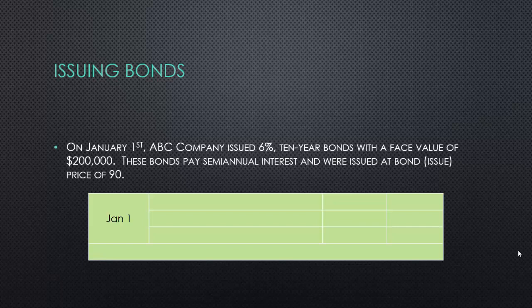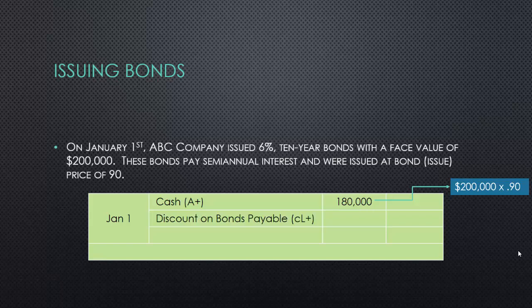So the journal entry here is on January 1st. We are going to debit cash, and we're going to debit for $180,000, which is that 90% of our $200,000 face value. The difference between the amount of cash we receive and the face value of the bonds is the discount we are giving our bond holders, and we're going to put in an account called discounts on bonds payable for 20 grand. And lastly, we're going to put the bonds on the books.